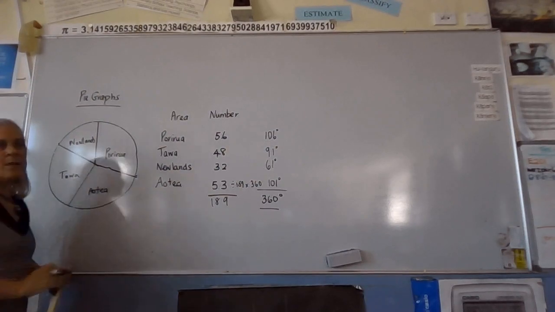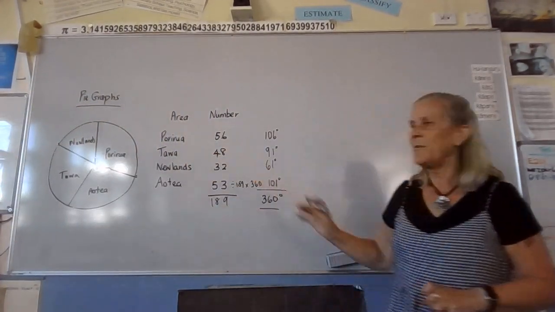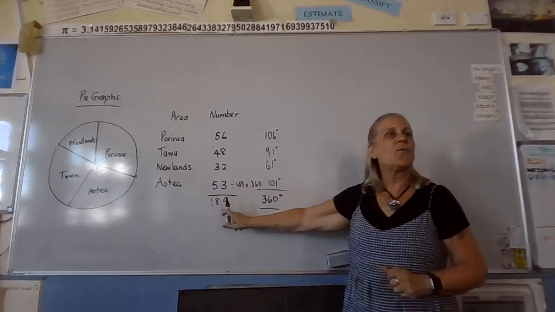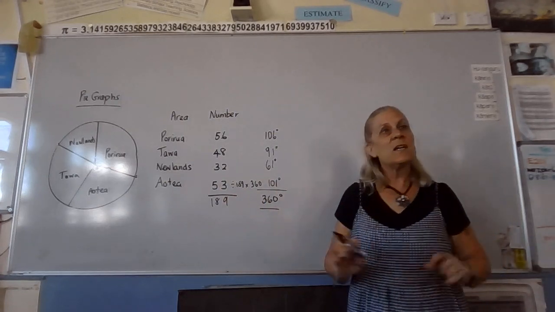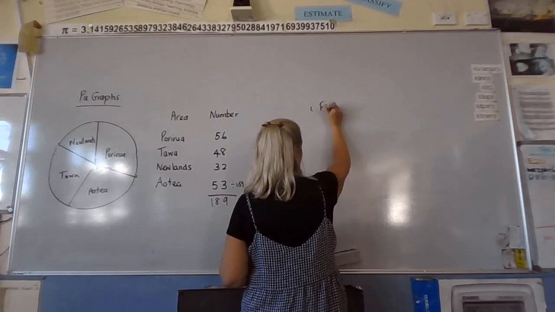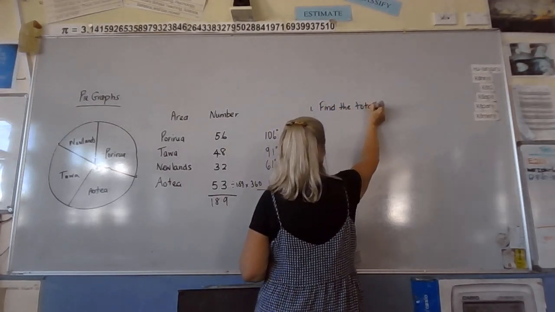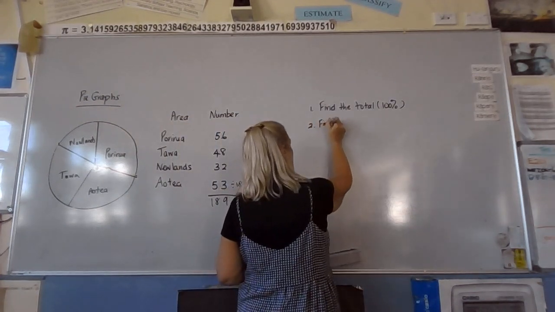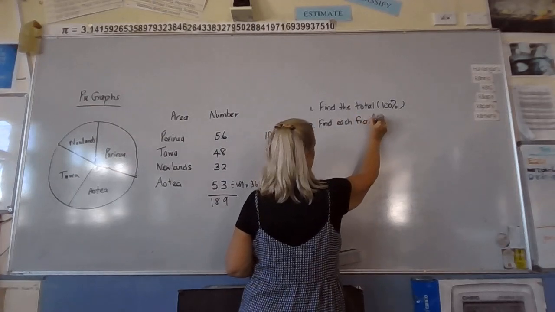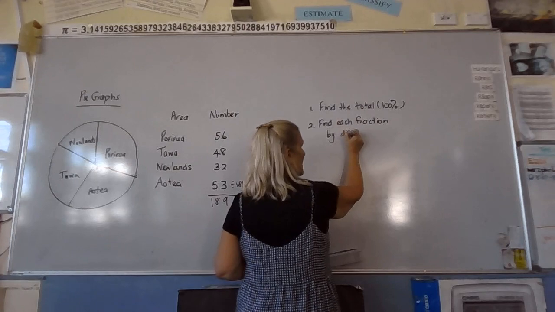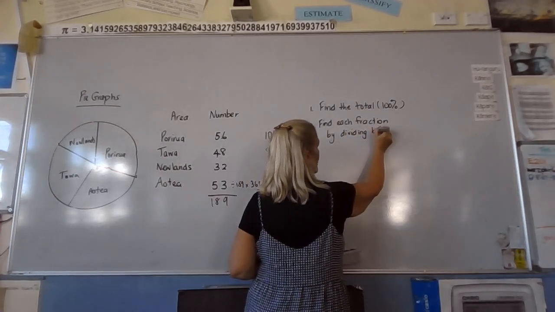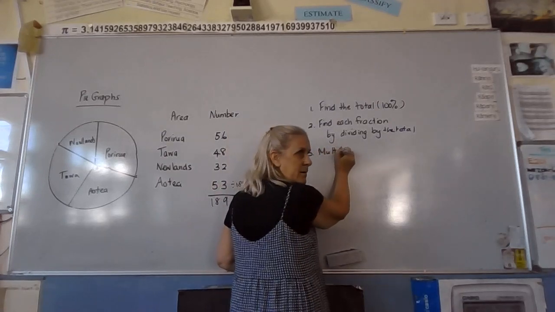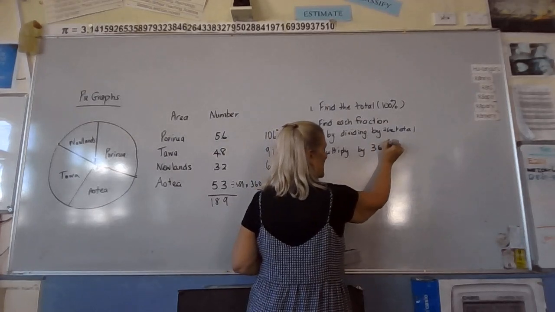All right. So the process of drawing a pie graph means we need to have a total. From that total, we're going to divide and find the fraction of the total, and then multiply that by 360 to find the degrees. So we need to find the total, so all the data added up. We need to find each fraction, but we actually found them as decimals by dividing by the total. And then we have to multiply by 360 degrees to give us the angle.